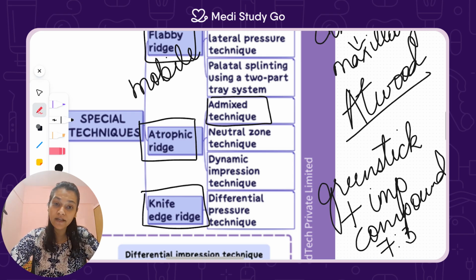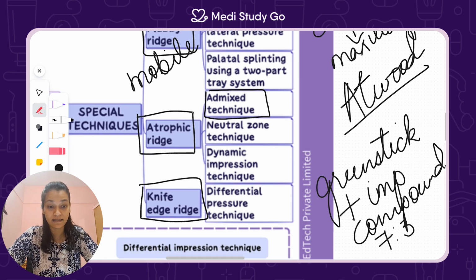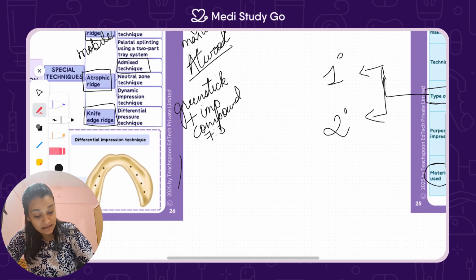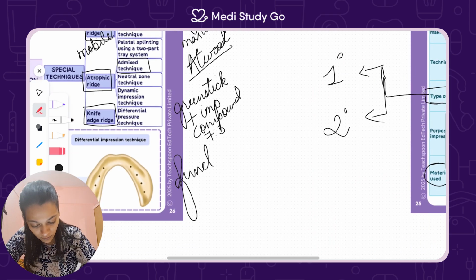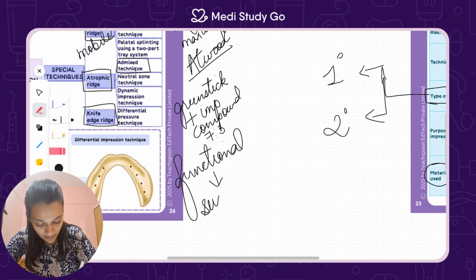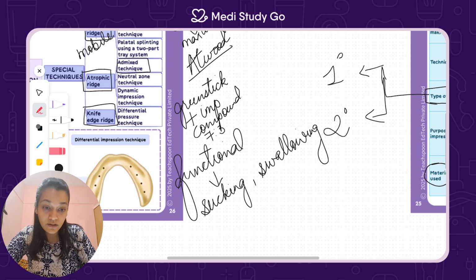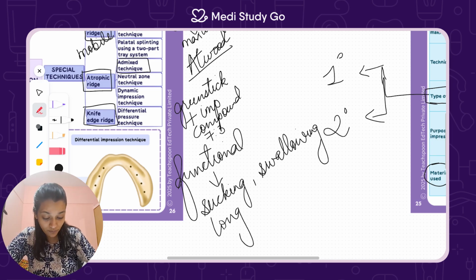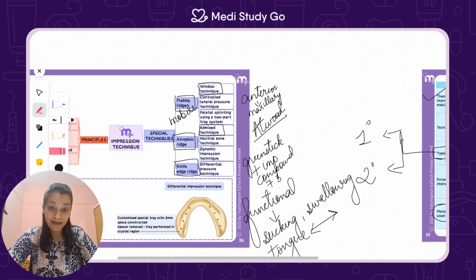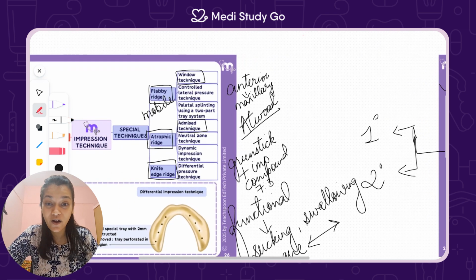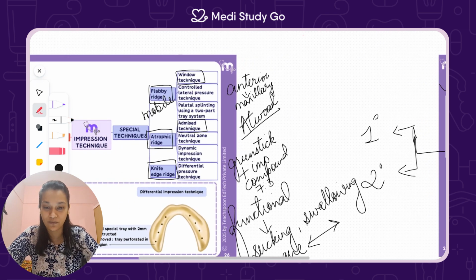Now we ask the patient to perform all the functional movements, which will include sucking and swallowing. When I talk about functional movement, this will include all the movements performed by the patient, like swallowing and moving the tongue from side to side. By this, you actually record the neutral zone as well.